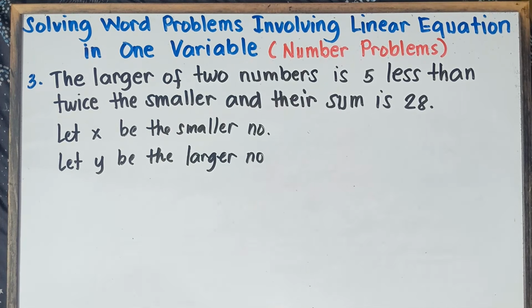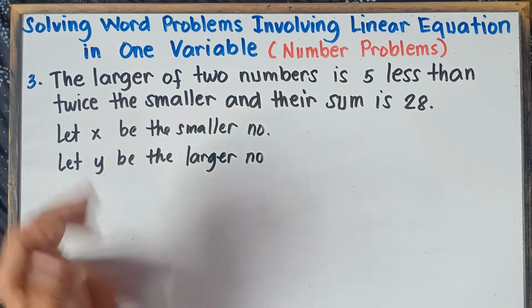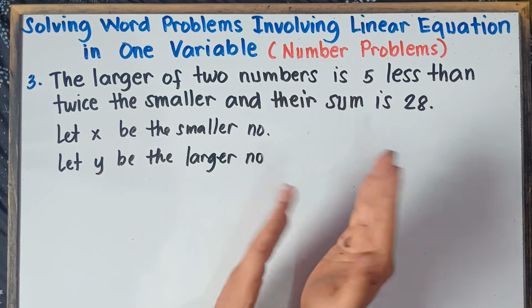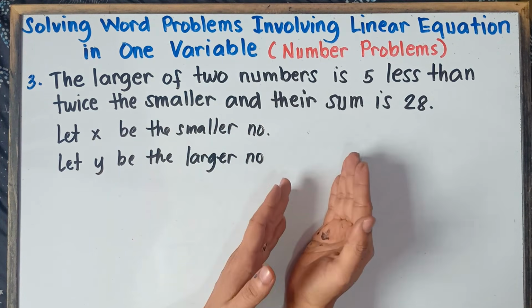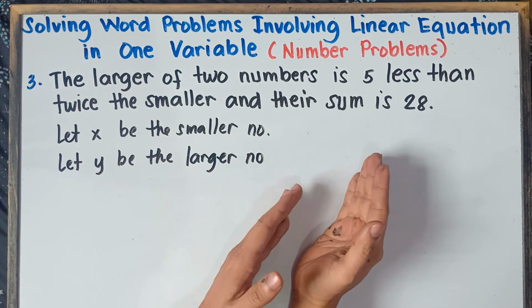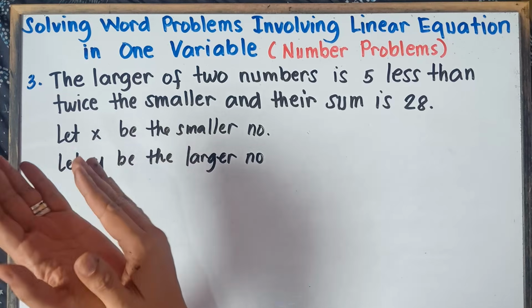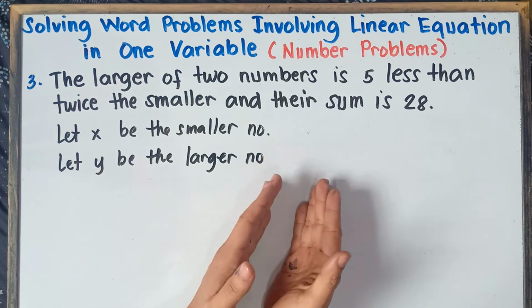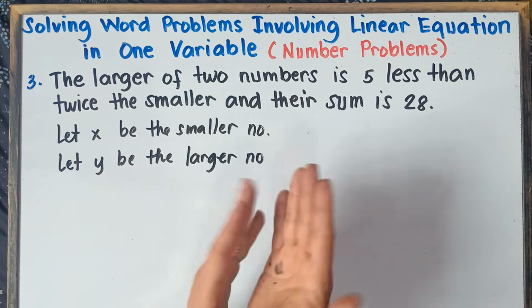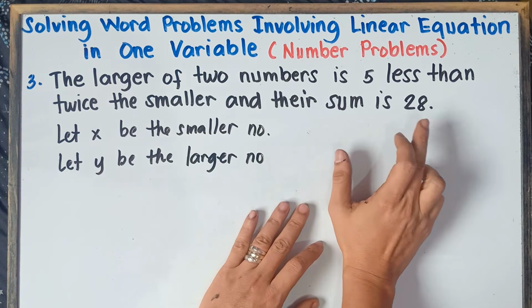Alright, so let x be the smaller number and y be the larger number. I hope it's clear for you, class. Once again, let me repeat it back for you not to be confused. The larger of two numbers is 5 less than the smaller number. Their sum is 28. We don't know what the larger number is. We don't know what the smaller number is. But we know, class, that their sum is 28.